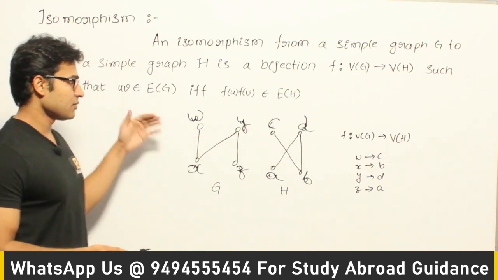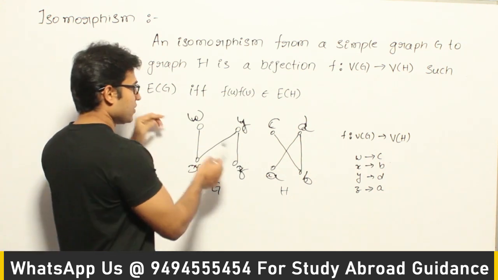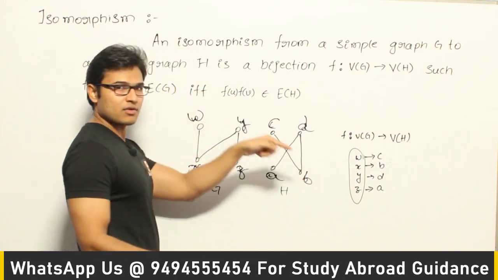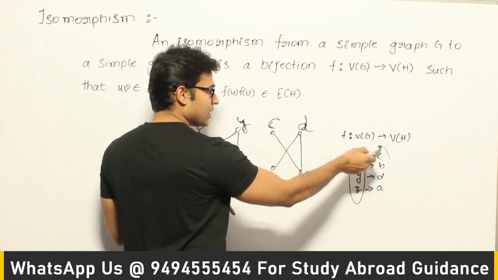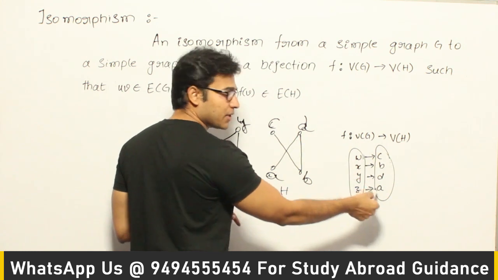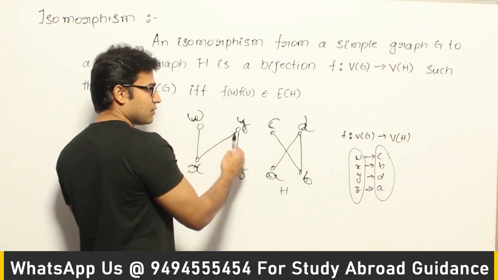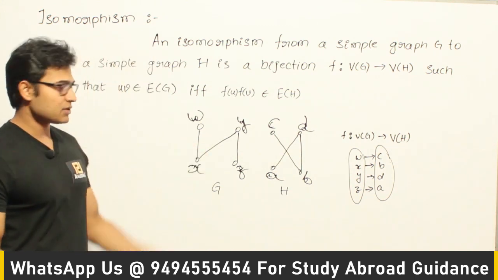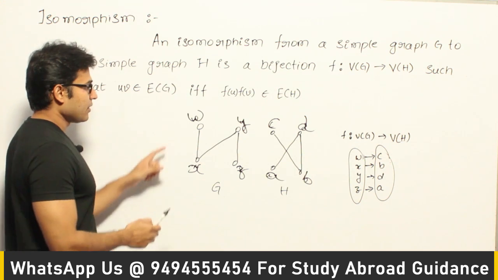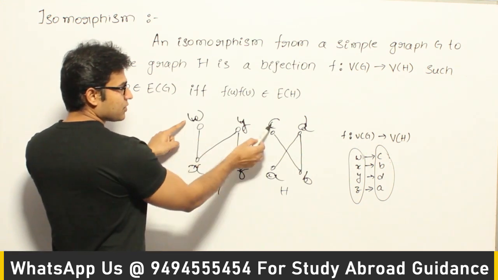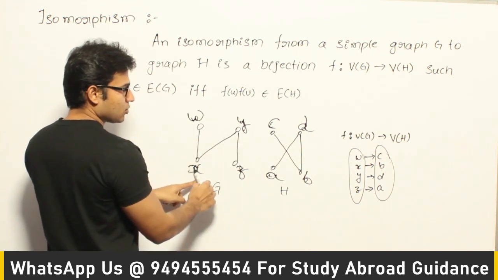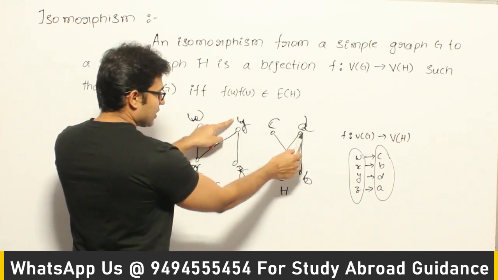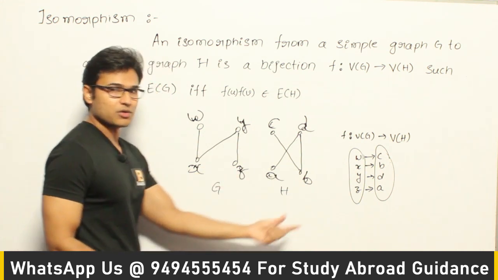So what I mean by isomorphism is, for every vertex here, for example W, X, Y, Z on this side, you should be able to find a vertex on the other graph in such a way that once you do this mapping, if two vertices are adjacent here, the corresponding vertices should be adjacent there. So see whether this one is isomorphic or not. Now you are saying that W you are mapping to C, X you are mapping to B, Y you are mapping to D, and Z you are mapping to A, according to this mapping, right?